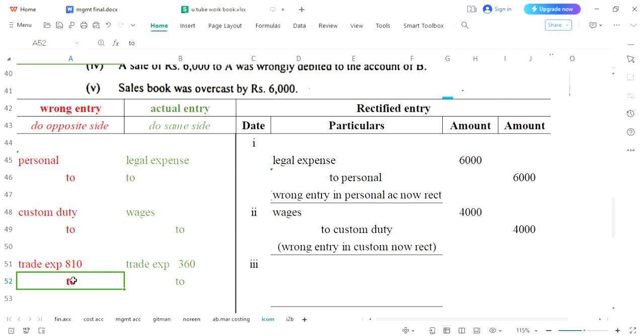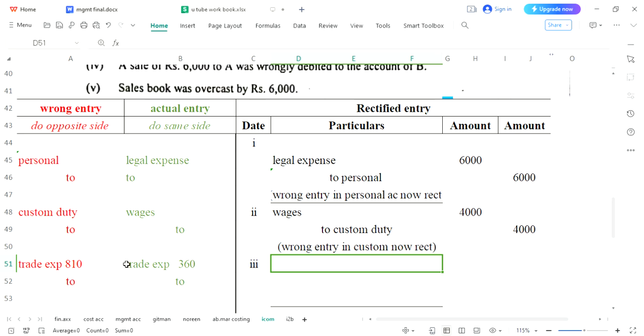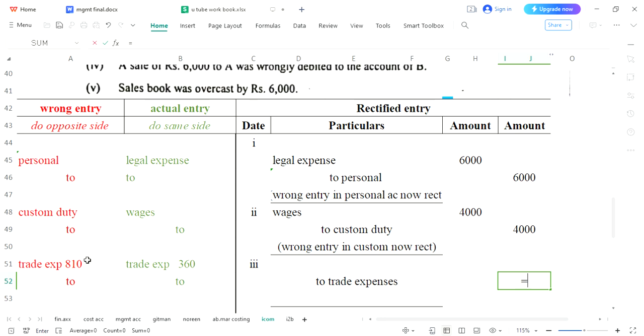In other words, it is overcast, and the rule is very clear. For overcast, we use the opposite side. Original side was debit, so you will go to the credit side and you will write trade expenses over here. How much amount? As you know, we always write the difference. Extra amount would be cut off, extra amount would be adjusted. And how will you calculate the extra amount? 810 minus 360. You will know that this was the amount which was written in extra.